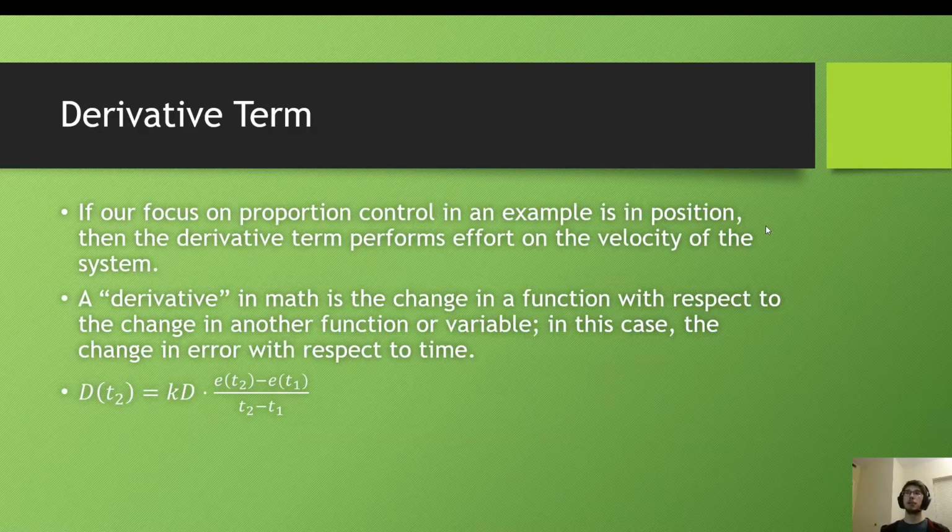If our focus on proportion control in the example is position, then the derivative term is going to focus on the velocity or the speed, because the derivative of position is speed. The reason why is because the derivative in math is a change in a function with respect to the change in another function or variable. So with position, the change in position over time is going to be speed or velocity. In this case, the derivative is going to be the change in error with respect to time. So we see our function d of t is going to be kd times the change in error over the change in time.